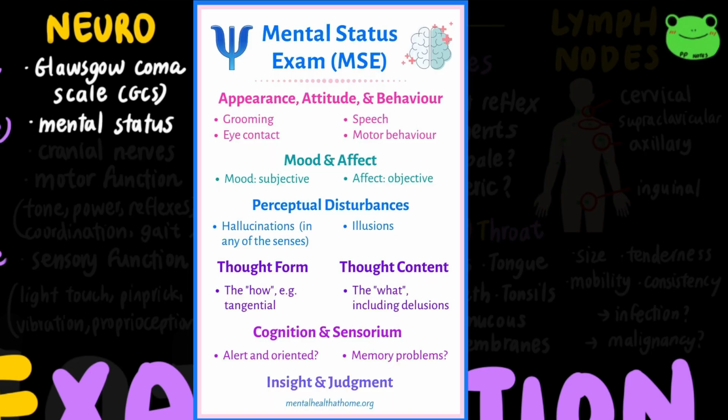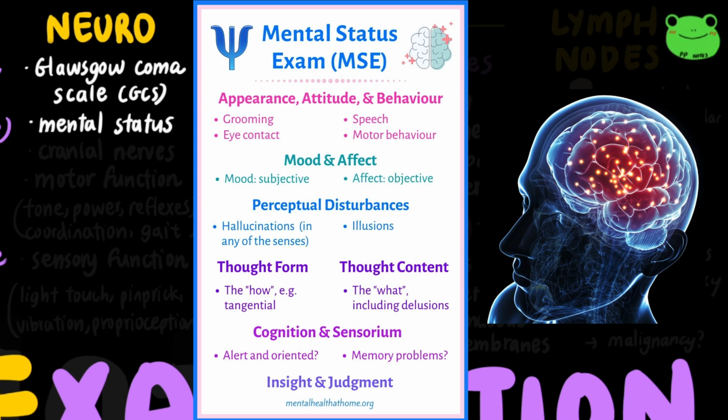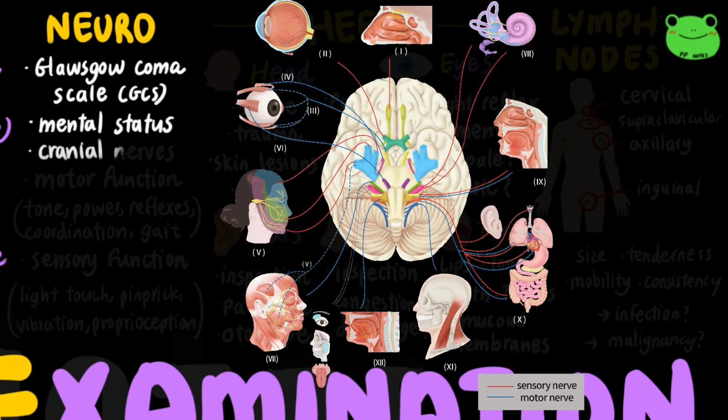Next is mental status, where we check orientation, memory, attention, and language to evaluate higher brain function. Then we move on to the cranial nerves, 12 pairs that control functions such as smell, vision, eye movement, facial sensation, facial expression, hearing, swallowing, and tongue movement.